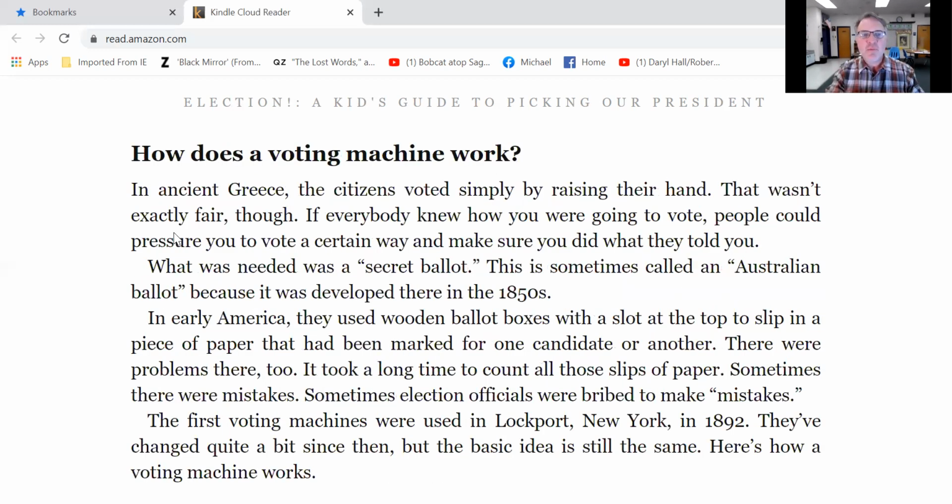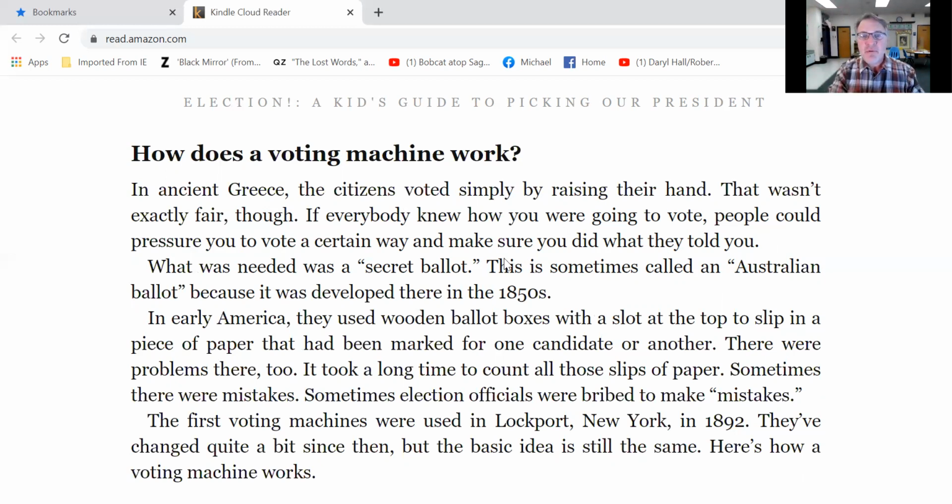How does a voting machine work? Well, in ancient Greece, the citizens voted simply by raising their hand. That wasn't exactly fair, though. If everybody knew how you were going to vote, people could pressure you to vote a certain way and make sure you did what they told you. In other words, it was a public thing. Everybody saw who voted for what. That can be a problem.